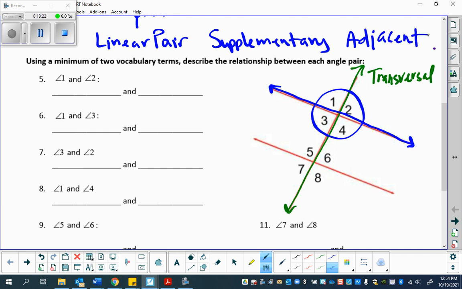Okay, so these 3 words, 4 if you count linear pairs, 2 words. These 3 vocabulary terms, linear pair, supplementary, and adjacent, they go together. They describe 2 of those problems. Which ones? Numbers 5, 6, 7, or 8?